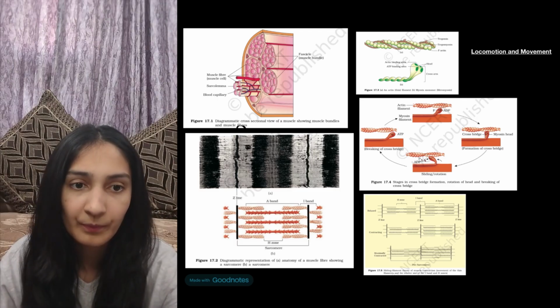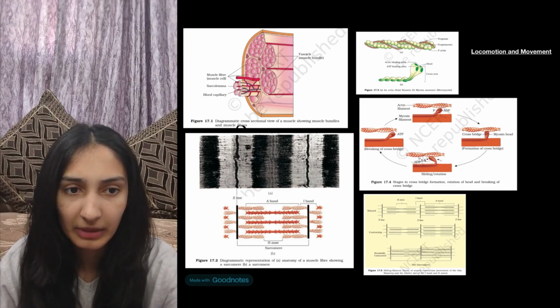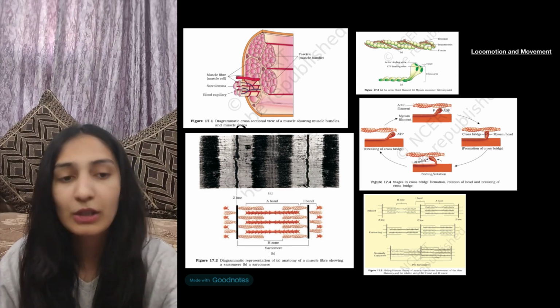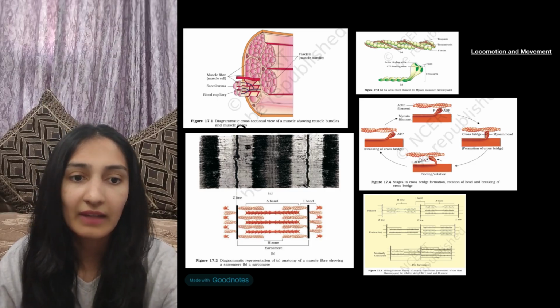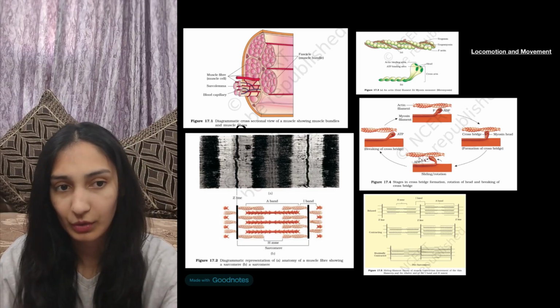Now figure 17.4 shows the stages in cross bridge formation, rotation of the head and breaking of the cross bridge. So as you can see, in the first one, in the actin filament, we have ADP and phosphate coming in, which then leads to the myosin head forming the cross bridge. Then we have sliding or rotation. Then we have the breaking of the cross bridge.